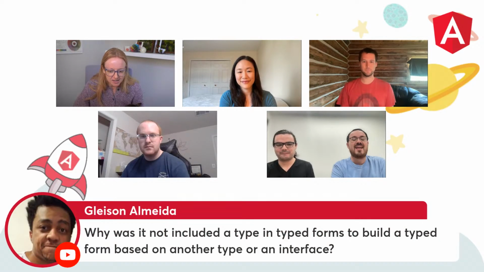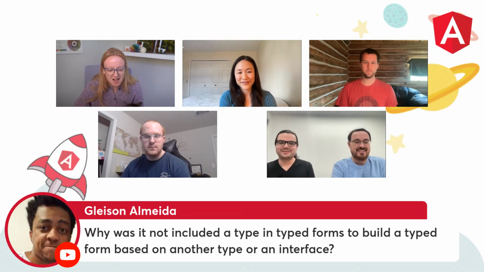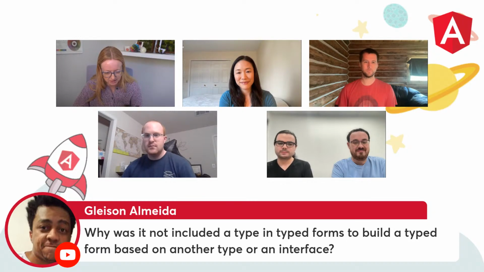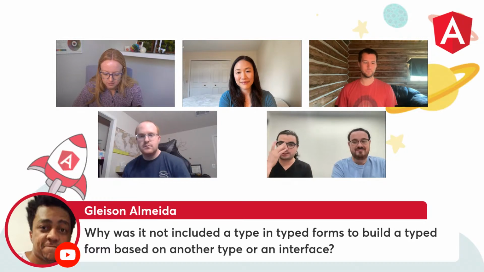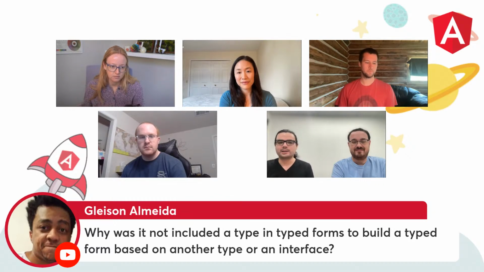Let's see. Just staying in the typed forms realm, we have a question from Glyson, which is, why was it not included, a type in typed forms to build a typed form based on another type or an interface? So I assume what you're asking here is, let's say you have an existing interface, like a person interface, which might have a key for name, a key for age, and you want to automatically generate a form schema based on this. And the short answer is that you can actually do this without help from Angular. You can use a feature of TypeScript called a mapped type to generate the corresponding forms type for your interface type.